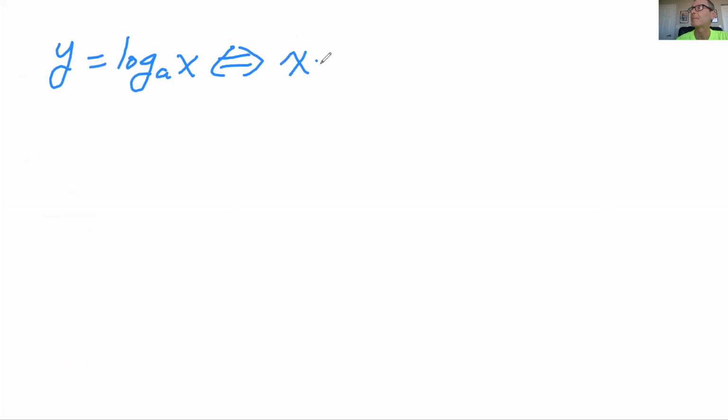So if you look at this, the A value is called our base. And then the X value is the argument inside the log. And then the Y value ends up being the exponent. As we talk about inverses, right? You can see how those two are inverses of one another.